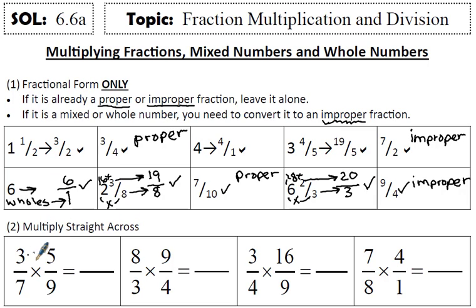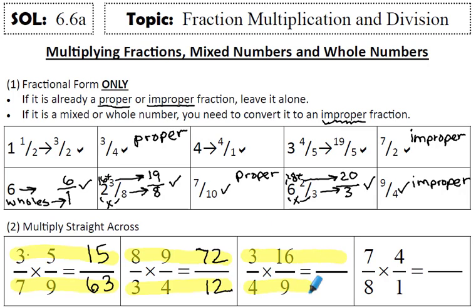Once we have everything in fractional form, then we're going to multiply straight across. So we're going to multiply across the numerators. 3 times 5 is 15. Then we're going to multiply across the denominators, and 7 times 9 is 63. 8 times 9 and 3 times 4, we're going to multiply the numerators to get 72 and the denominators to get 12.